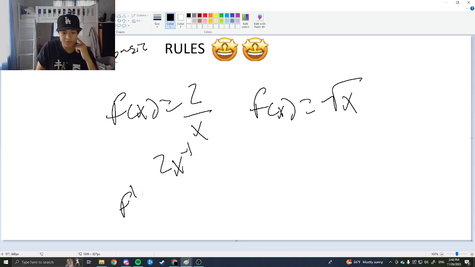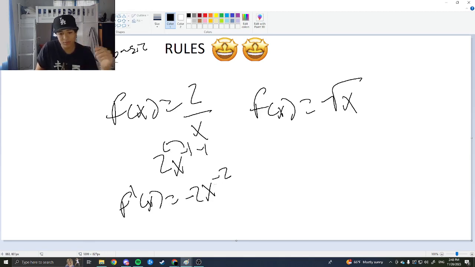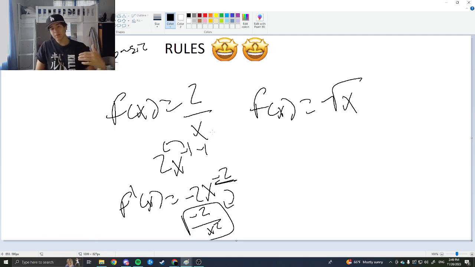So f prime of x is negative 2x to the negative 2, right? Because negative 1 times 2, and the negative 1 minus 1, right? You're not done. Because if it's negative 2, you have to simplify. You have to move it back down to the denominator. So you have negative 2 over x squared. And this is going to be your answer. So anytime it's a fraction and the x is on the bottom, you bring it back up to the top and give it a negative exponent, and you just solve it like normal.